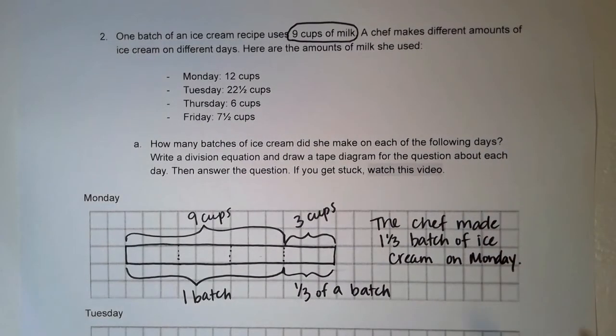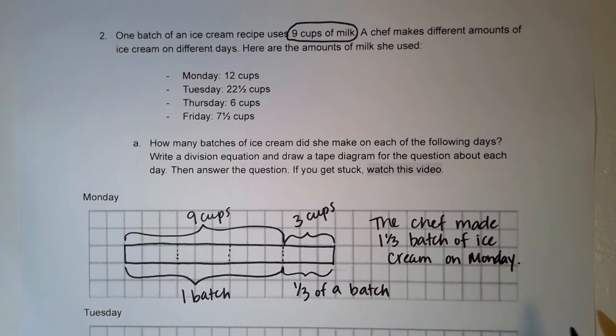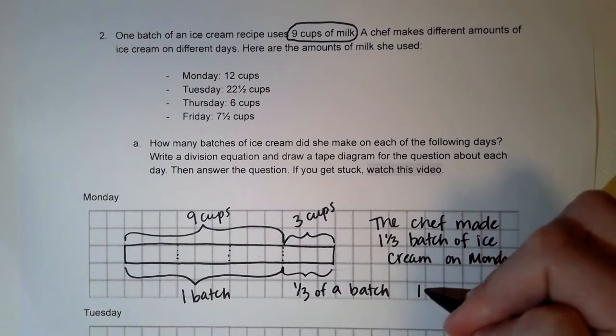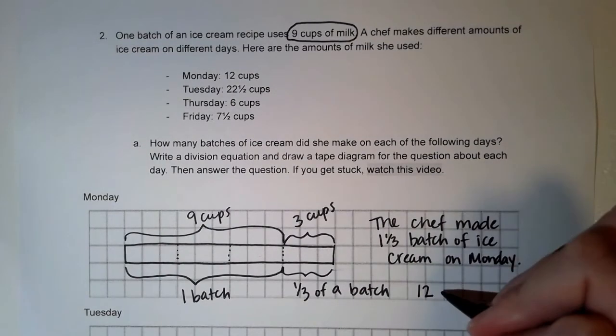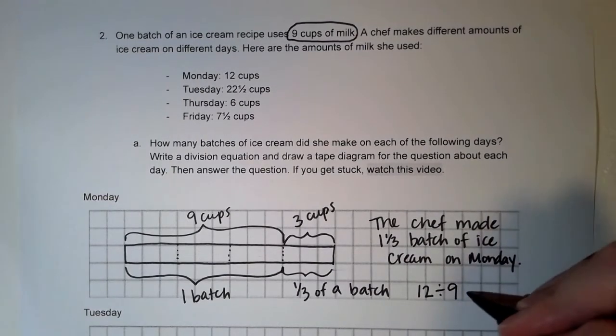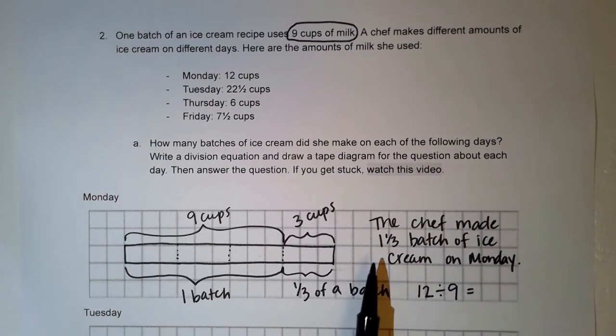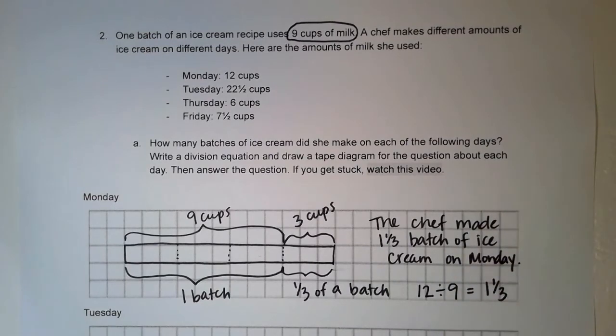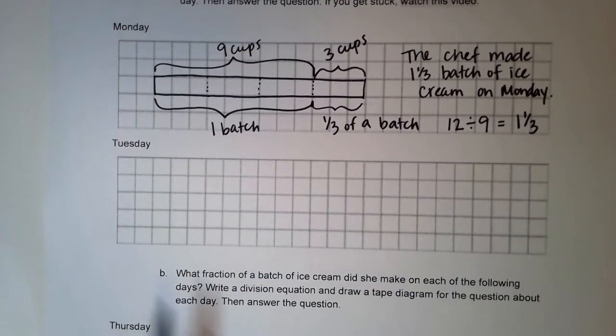Now we're also supposed to write a division equation for this. So on Monday, we made a total of 12 cups. And we know that 9 cups are in one batch. So if we take the 12 cups that we used, divided by 9 cups per batch, we get the number of batches that we made, which we know from the diagram is 1 1/3. So my division equation is 12 divided by 9 equals 1 1/3. I'll let you do Tuesday on your own.